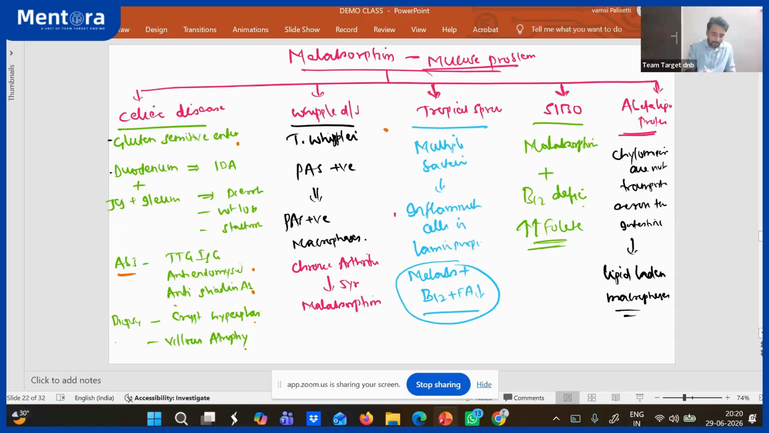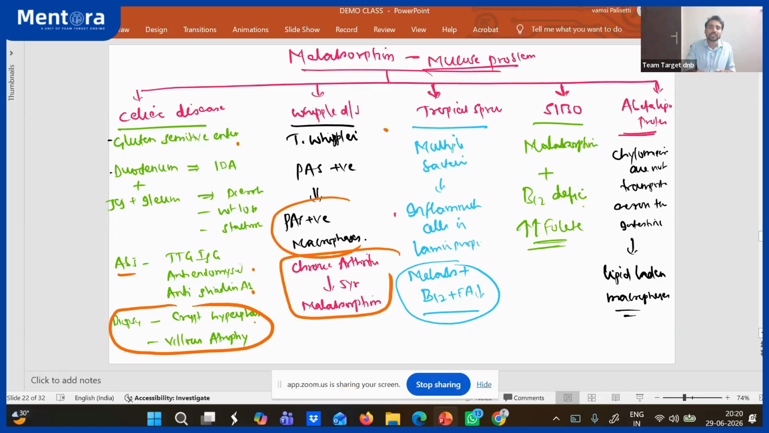Whenever they say crypt hyperplasia, villus atrophy, you will diagnose celiac disease. Whenever there is chronic arthritis, malabsorption and periodic acid-Schiff positivity, you will diagnose Whipple's disease. Whenever they say complete malabsorption with both B12 and folic acid deficiency, you will say tropical sprue. Along with this, when folate is elevated, you will say SIBO. And when lipid-laden macrophages, you will say abetalipoproteinemia. So please remember this chart. With this chart, you are going to answer some 30 questions I am saying. Every year, one of these diseases will come in NEET tests.